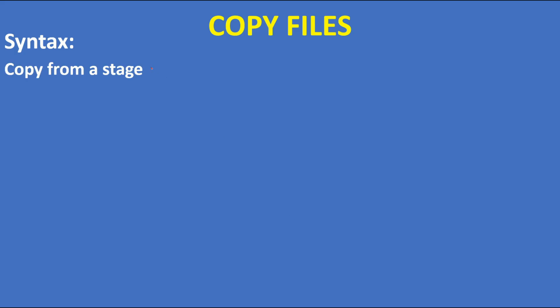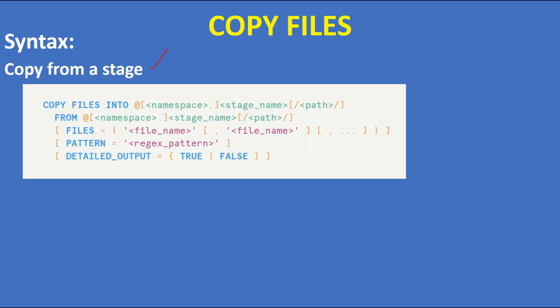So, copy from a stage. This is COPY FILES INTO namespace dot stage name. Please note that namespace is nothing but the database name dot schema, if you do not use USE DATABASE and USE SCHEMA. Then the path. And FROM namespace source, and you can specify which files you are going to copy from source to target by using the property or parameter FILES.